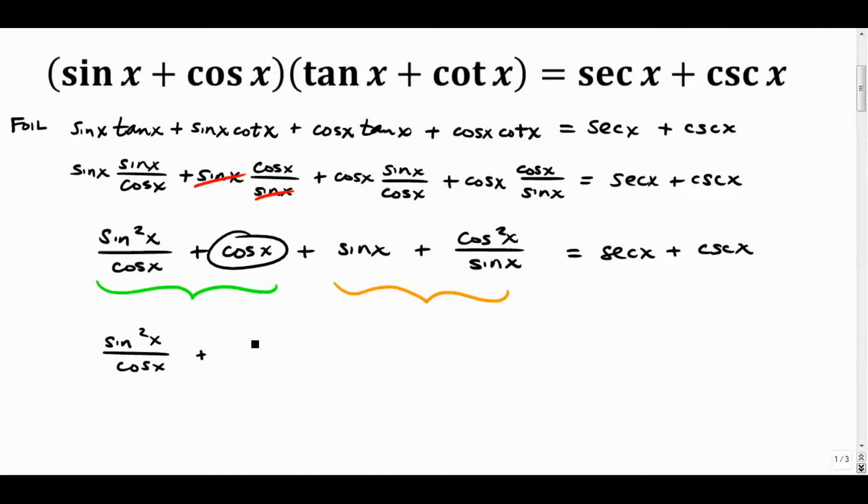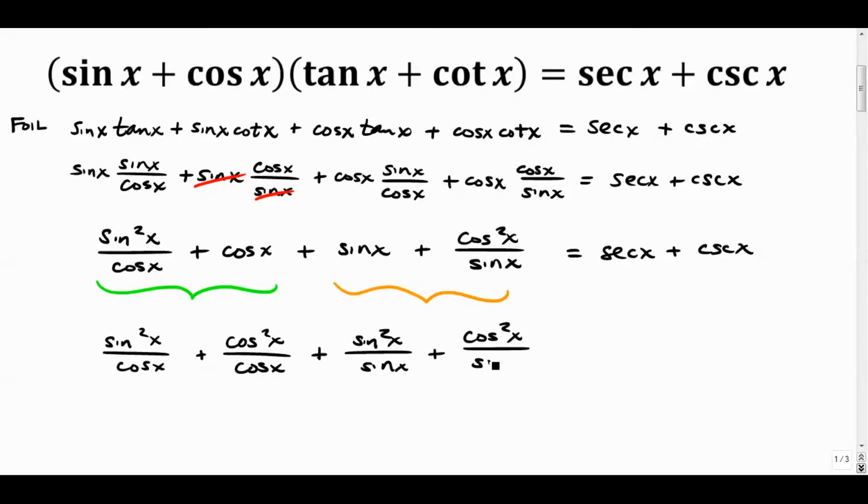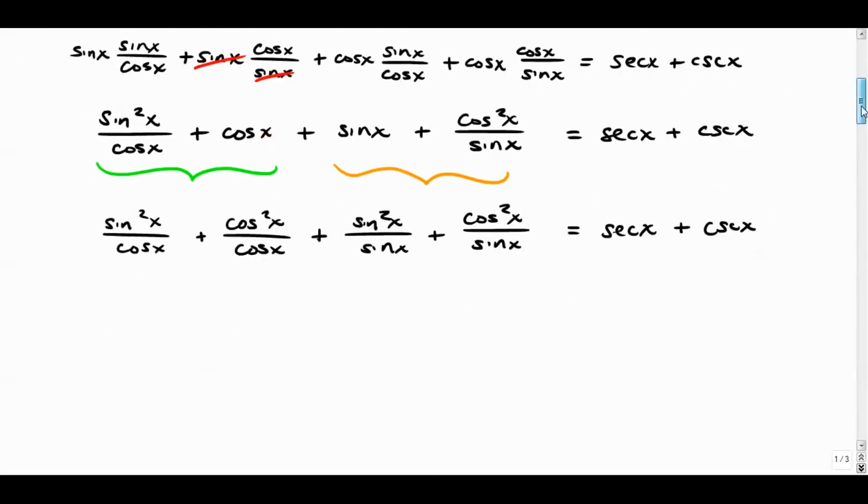This term needs a denominator of cosine x. So that means I need to multiply the top by cosine x as well. My denominator in the orange is going to be sine of x. All right, a little algebra, and we're trying to get that whole left side to be this. I keep bringing that down just so I don't have to scroll back up.